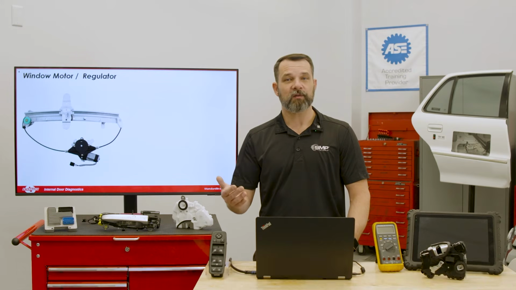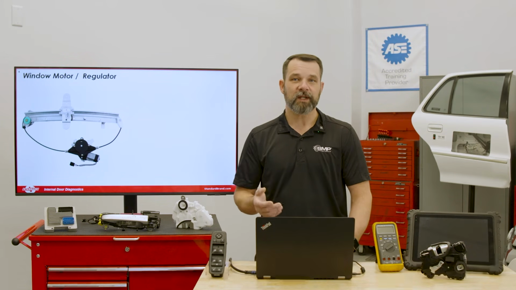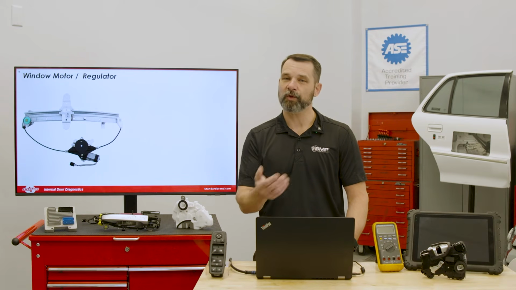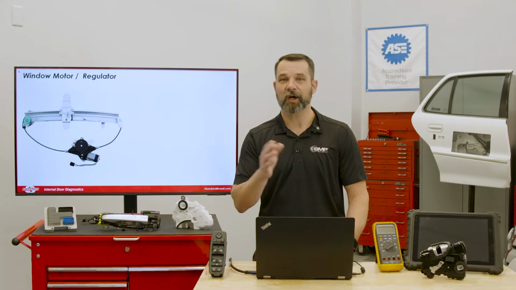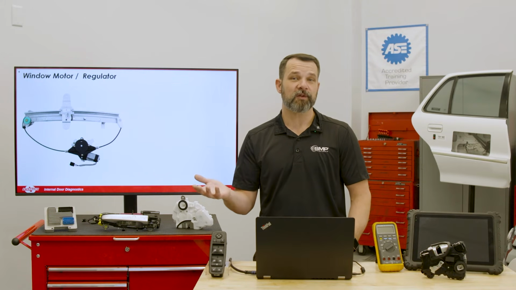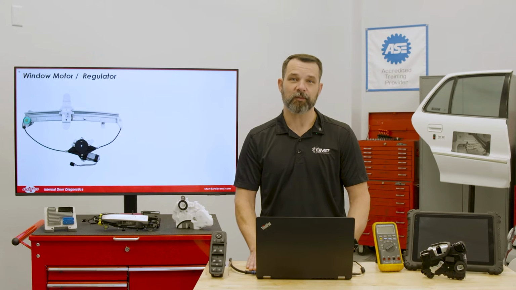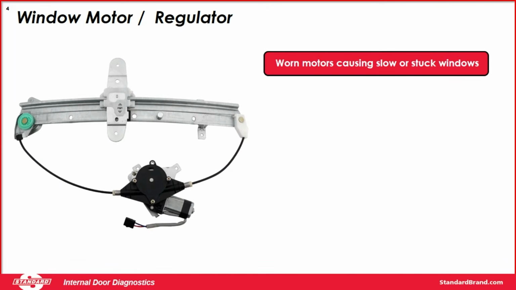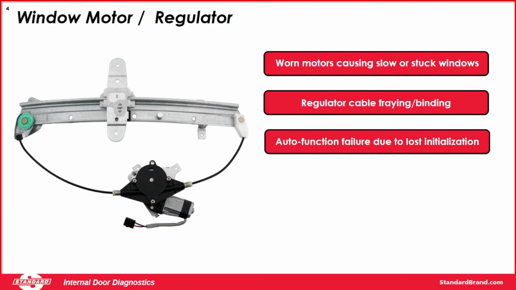And these newer modern vehicles will often integrate the window brain, if you will, into either the switch itself or a door module. Now that's going to allow for things like pinch protection, auto down, and window initialization as well. So with these, we also have some common failure points. We can have worn motors causing slower stuck windows. That's pretty common. We can have regulator cables fraying or binding, or we can even have auto function failures due to just a lost initialization.